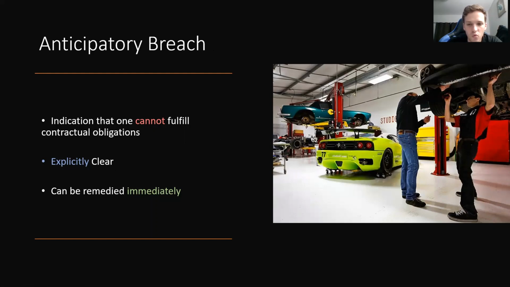Good strong words like will or will not are important here. Like in the example, we will not be able to fix your car by the end of the month. So if someone were to say we might not, then it's more of a doubt. It's not them anticipating a breach. So you have to be very careful with the wordings and when you're going to take someone to court on that.